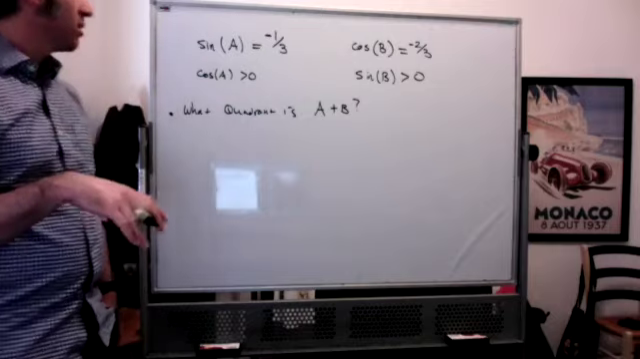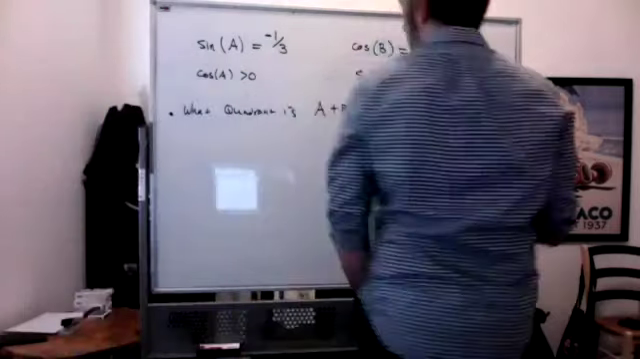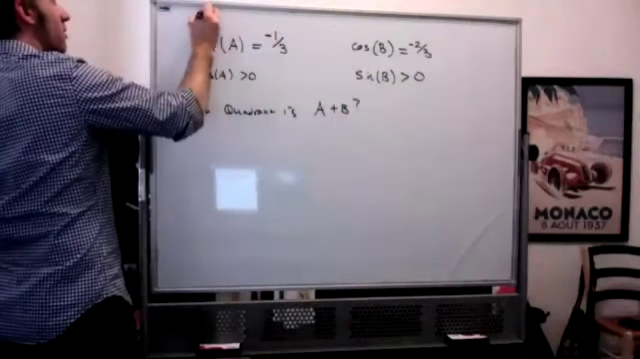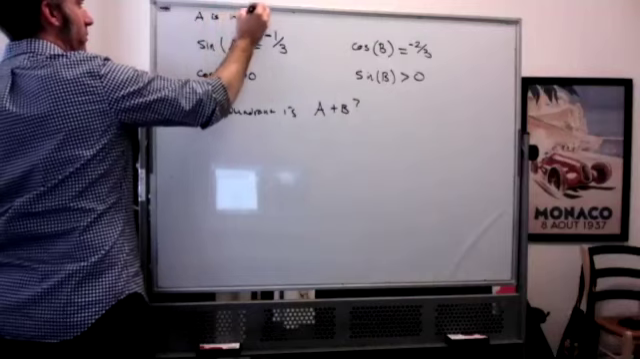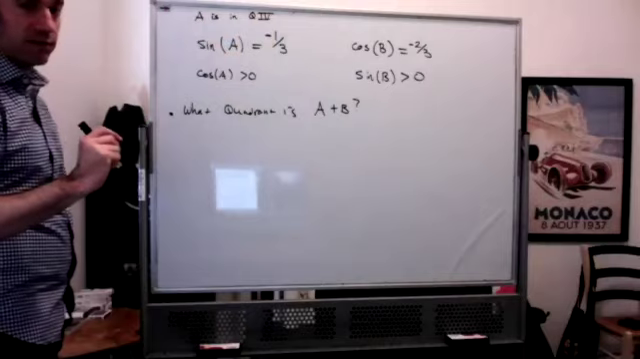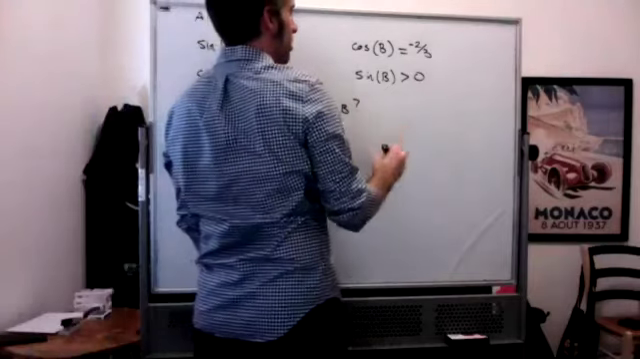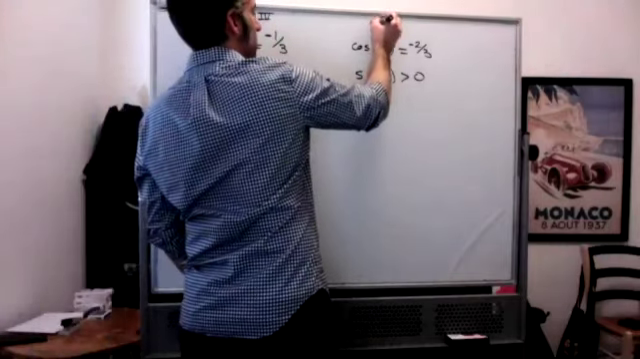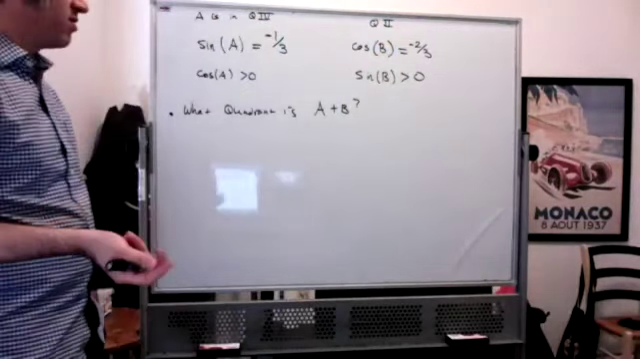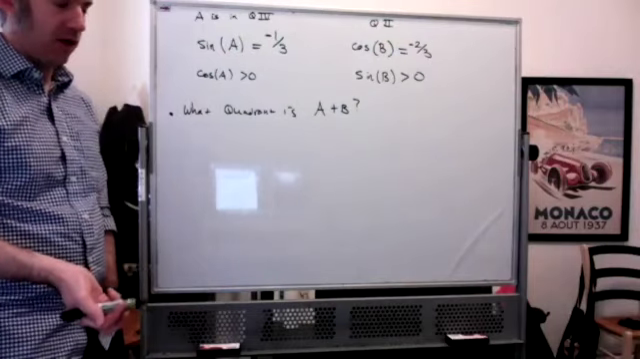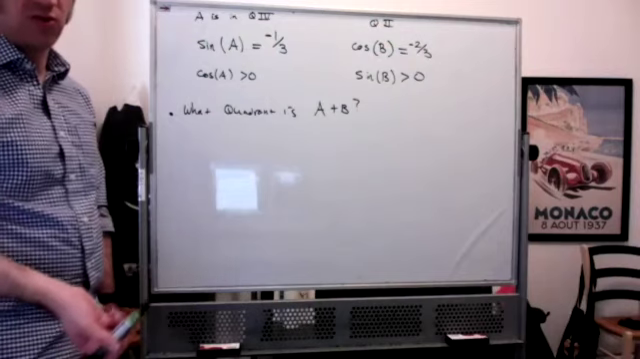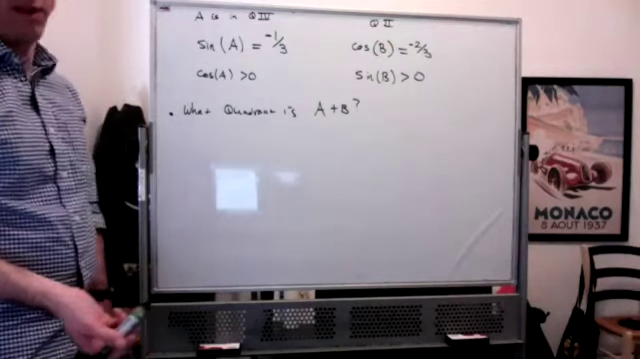So we don't know, right? We do know what quadrant angle A is in. Angle A is in quadrant 4 because sine is negative and cosine is positive. And we know that angle B is in quadrant 2 because cosine is negative and sine is positive. But we don't know what quadrant their sum is in. There are probably 2 good choices that are both possible. We have to figure out which one it is.